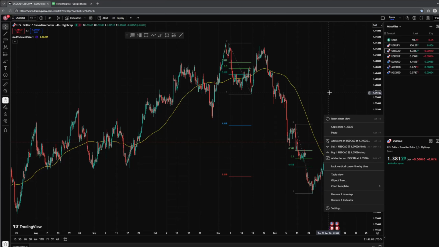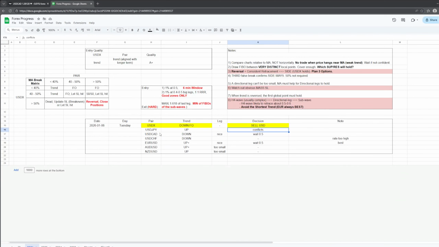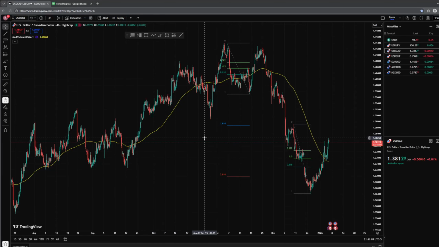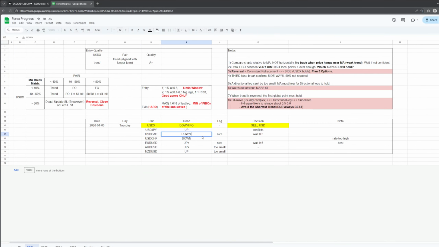Let's write it down. USD Canada dollar market currently has a downtrend, currently doing the fake out. I sold about 0.4% of my account.